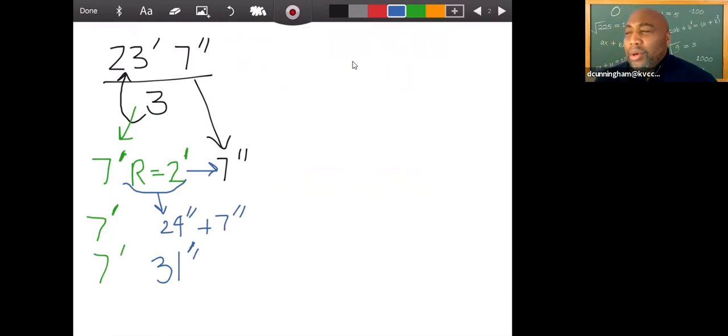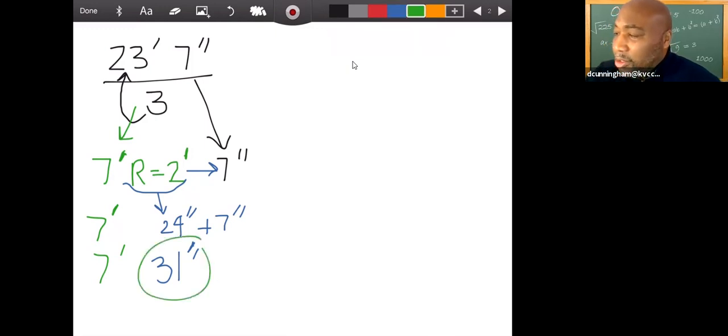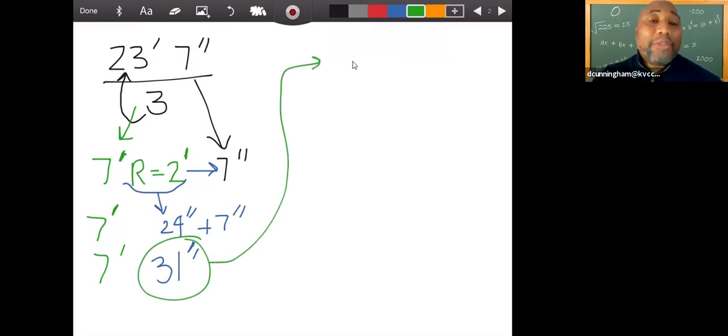Now remember, we're still dividing. So over here in the green, I'm going to write this: the 31 needs to be divided by 3. So this is 31 inches, and now we've got to divide that by 3, because that's our original problem.